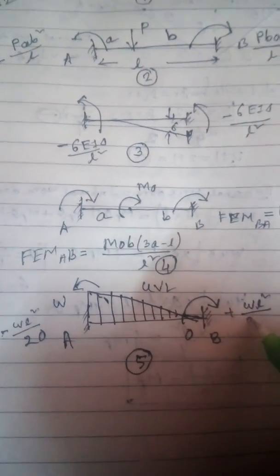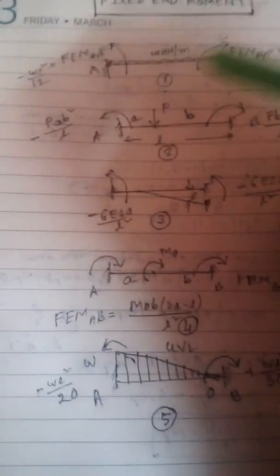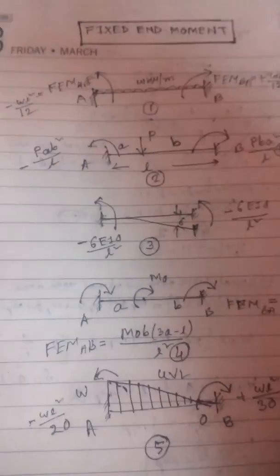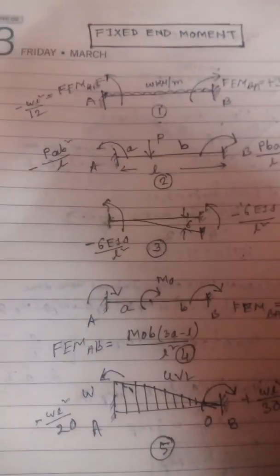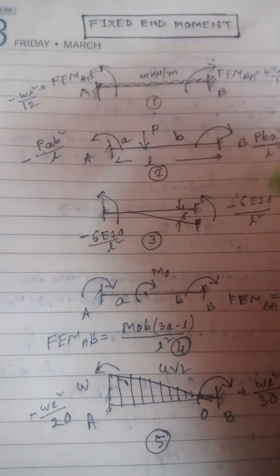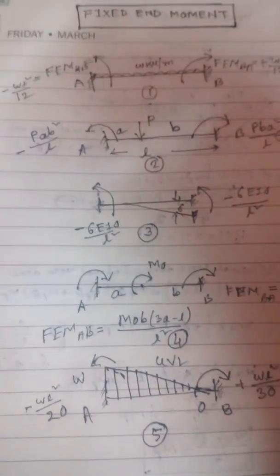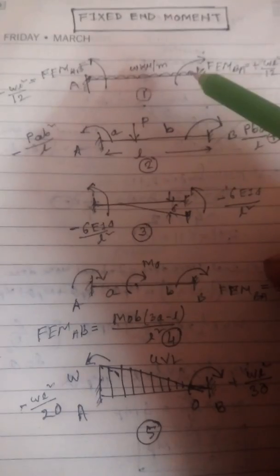Okay guys, so these are some special cases for fixed end moment, which are very useful for the moment distribution method, the slope deflection method, or any other method where the fixed end moment is needed.